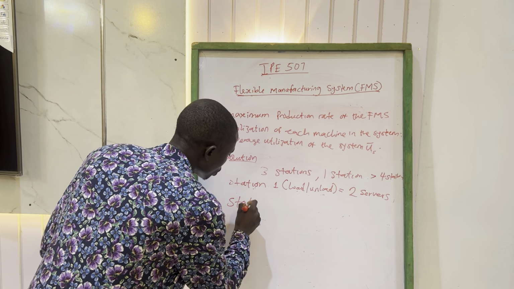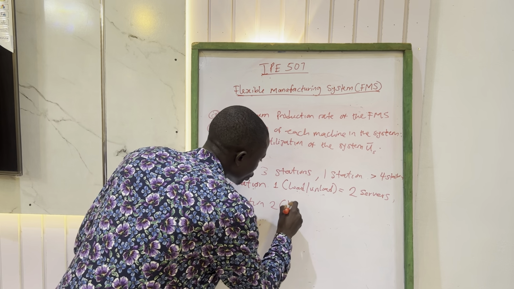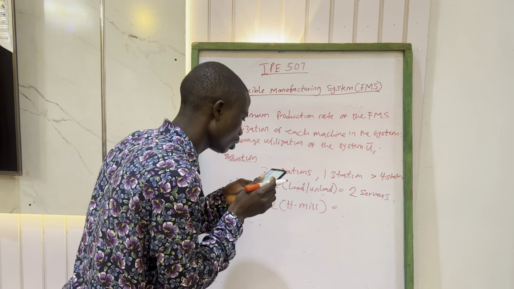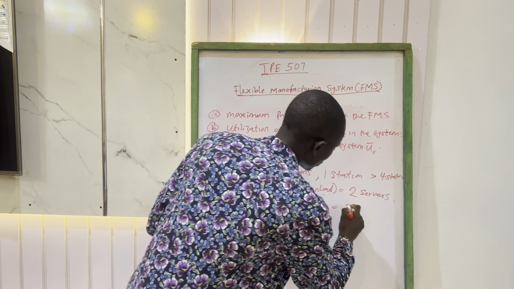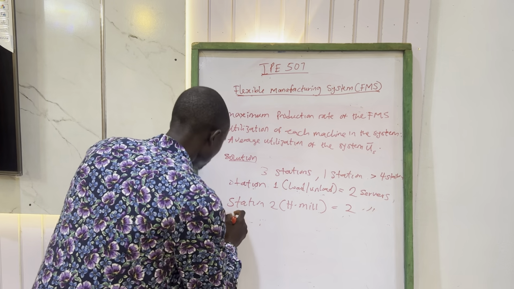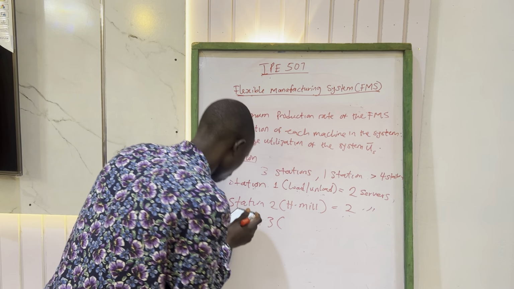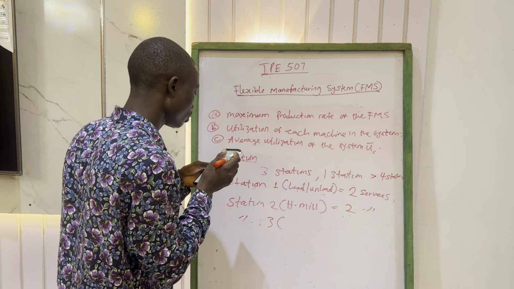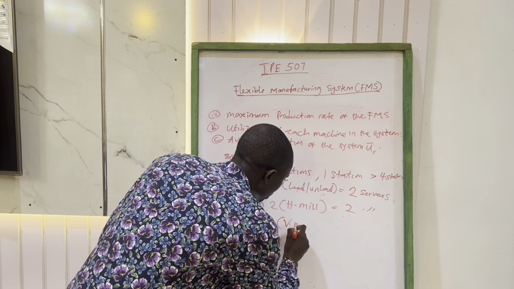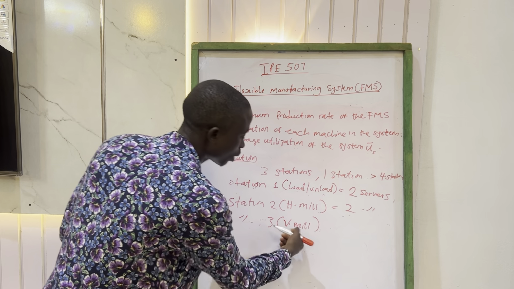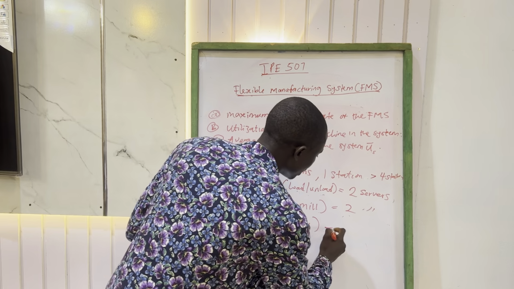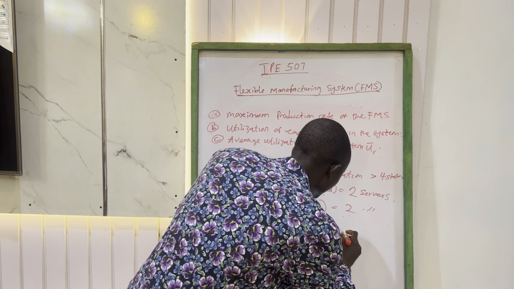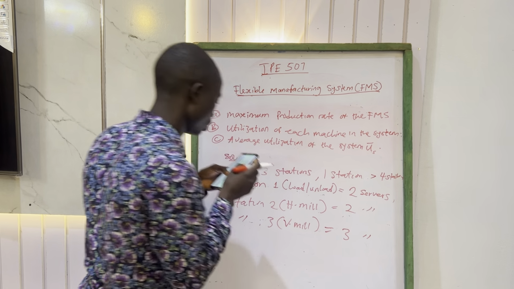Station 2 performs horizontal milling operation, so it has a milling machine with 2 servers. Station 3 performs vertical milling operation. It consists of vertical milling machines in station 3, and it has 3 servers.